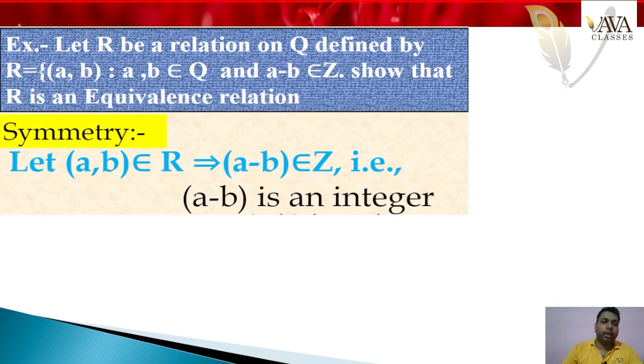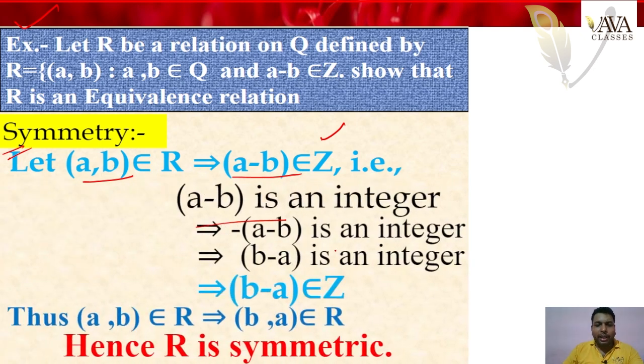Now, with the same example, we'll verify the symmetry. Let (a, b) belong to R, that implies a minus b belongs to Z, that is, a minus b is an integer. If a minus b is an integer, then minus (a minus b) is also an integer. That implies b minus a is an integer, so b minus a belongs to Z. So for (a, b) belongs to R implies (b, a) belongs to R. Here (a, b) is arbitrary, you can choose any (a, b); then (b, a) also belongs to R. Hence R is symmetric.